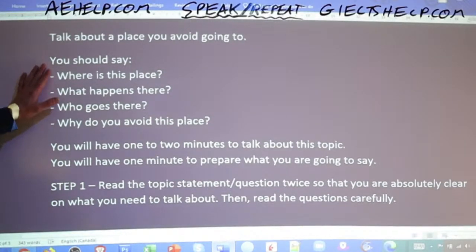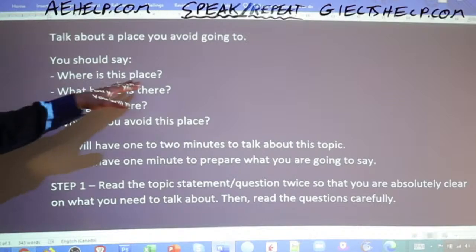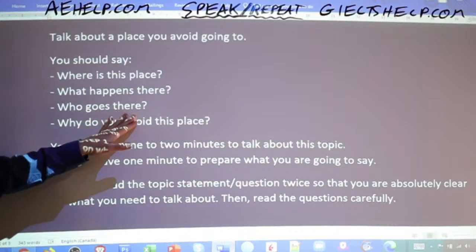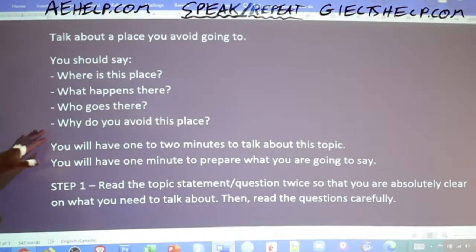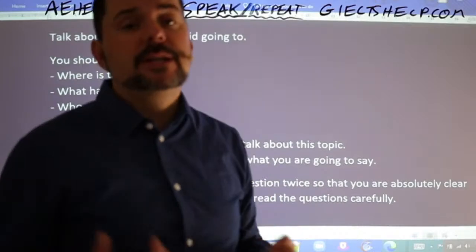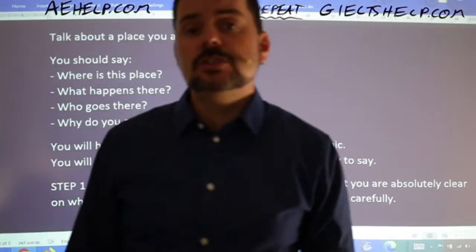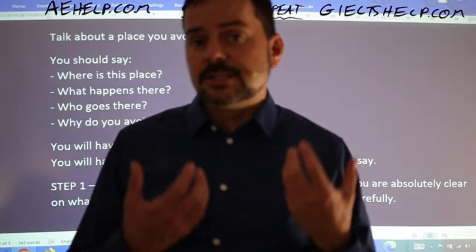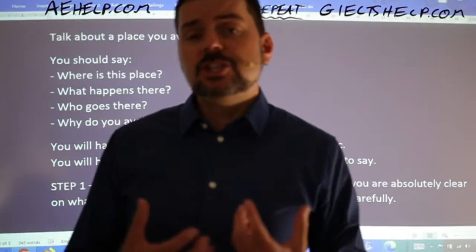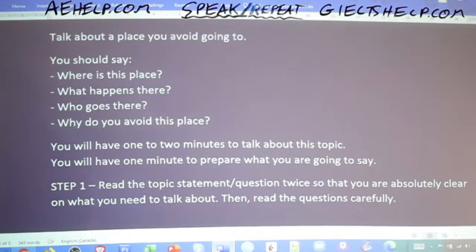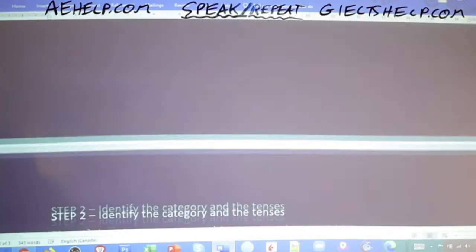So when you look at the cue card and you see, oh, where is this place? That's location. What happens there? That's going to be activities. Who goes there? Hey, wait a second, that's attendees. And why do you avoid this place? That's probably your experience in this case. So as long as you touch on each of these subtopics for a location, you're doing great. Okay? Bakrat, welcome back. All right.